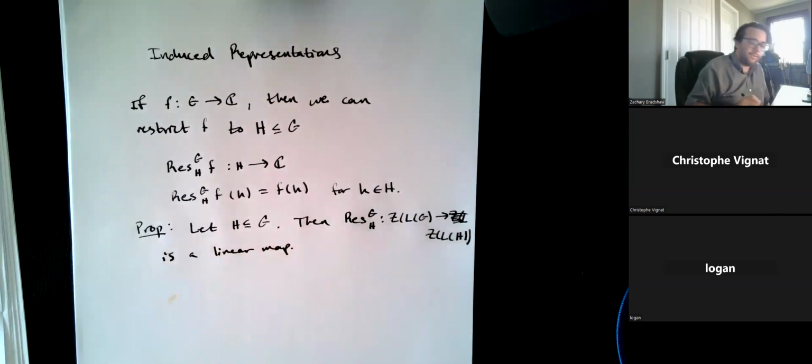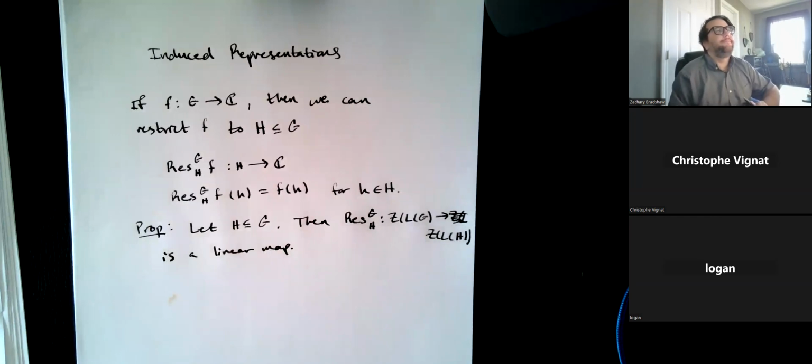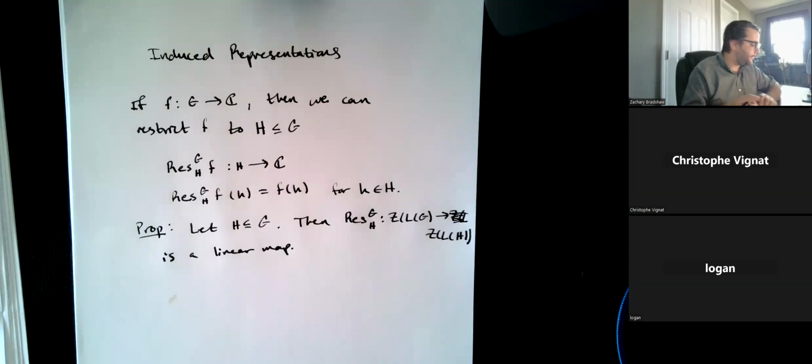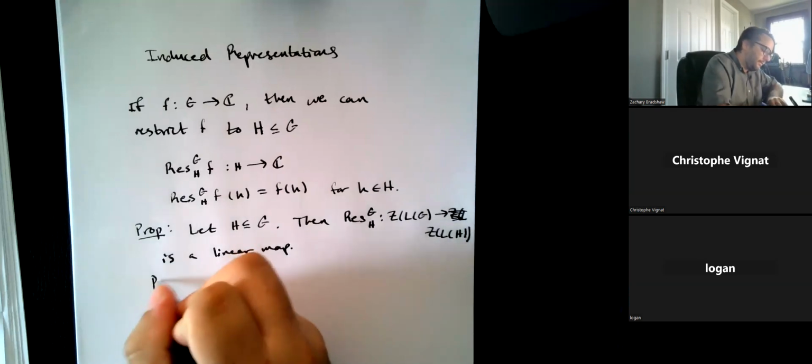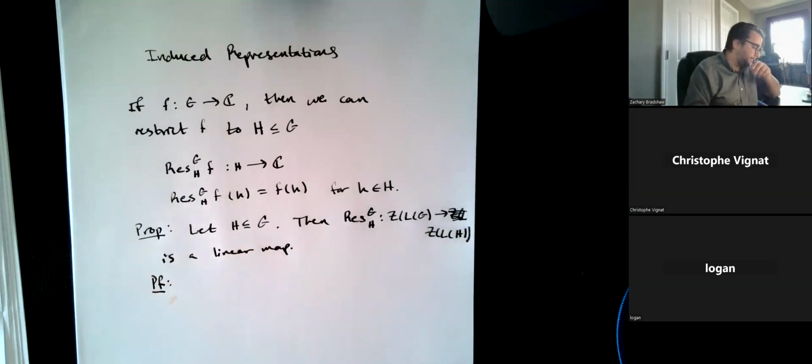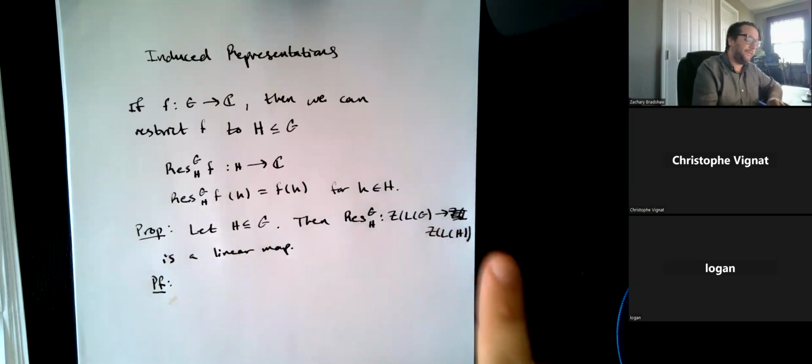So remember, class functions were these functions that gave you the same output for different elements of the same conjugacy class. So if I take a conjugation of the argument, the function is still the same. Okay, so for everything today, I'm not going to prove any linearity. I assume you guys can check linearity. And I'm just going to check that this thing actually takes a class function to a class function.